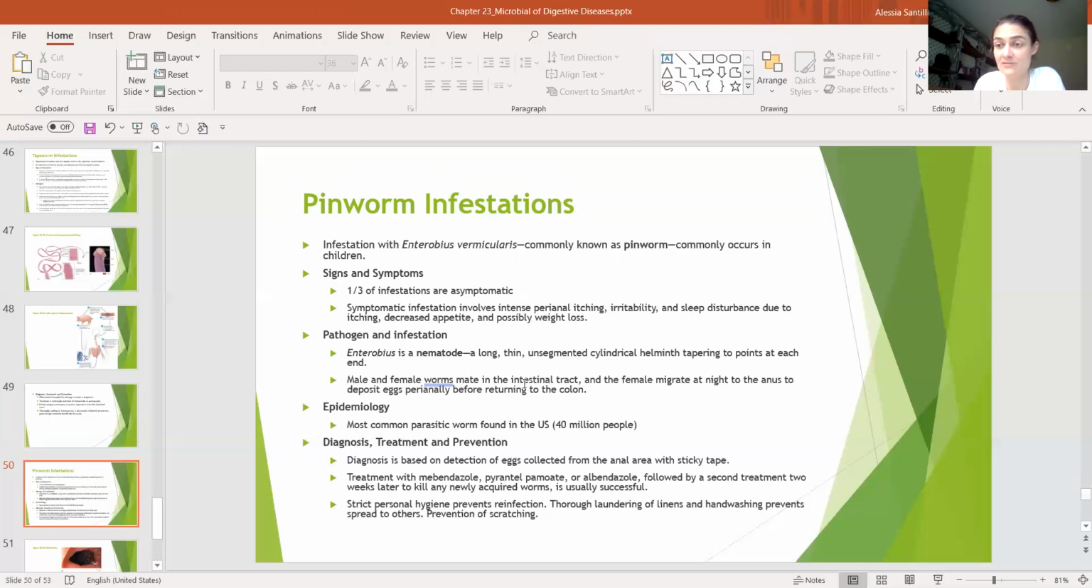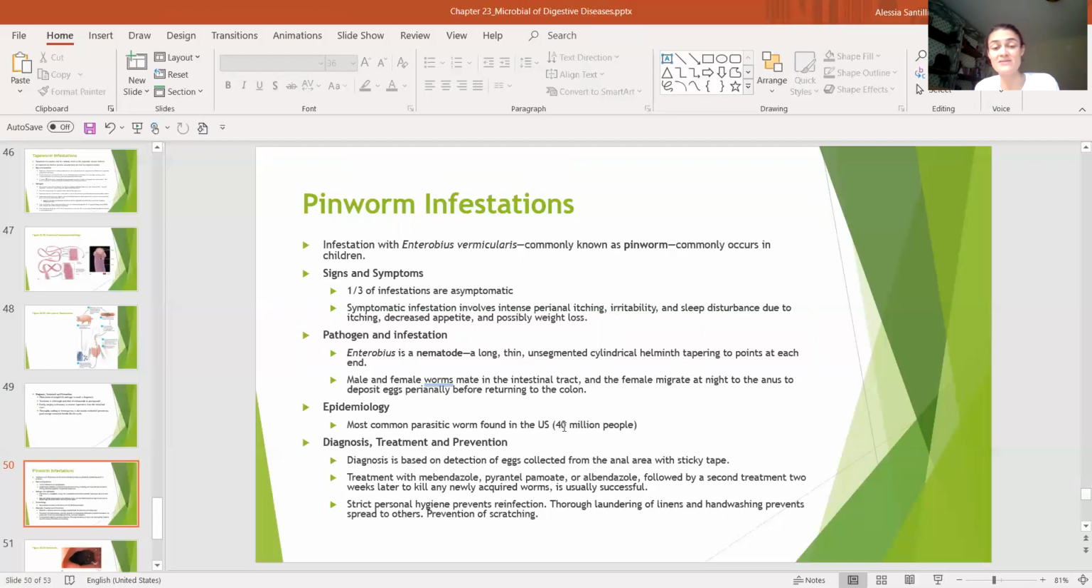Again, it's not like the tapeworm, where one organism can have both the male and female reproductive organs. With this, you have a male or a female worm. They can mate in the human intestinal tract, and then the female migrates at night to the anus, deposits the eggs perianally, and then returns back to the colon. And those eggs are the ones that cause the itchiness. This is the most common parasitic worm found in the US.